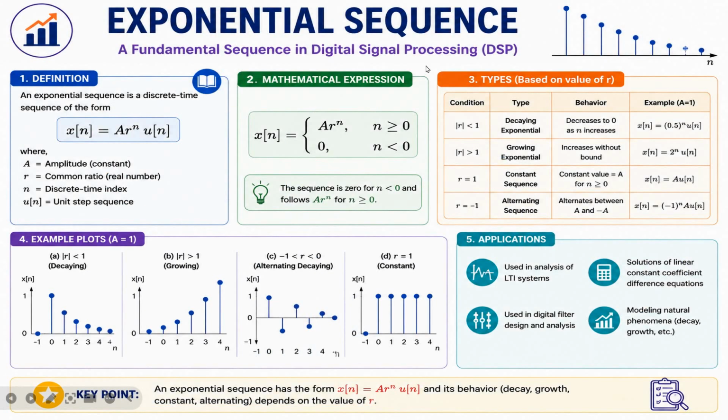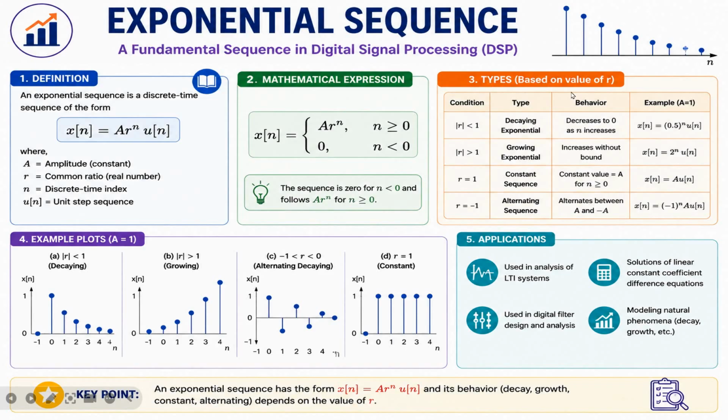So here, the exponential sequence is a fundamental sequence in digital signal processing. The definition of the exponential sequence is a discrete time sequence of the form x of n equal to a into r raised to n into u of n, where a is the amplitude, which will be a constant, r is the common ratio, which will be a real number, n is the discrete time index, and u of n is the unit step sequence. Now the mathematical expression for this is x of n equal to a into r raised to n for n greater than or equal to 0, and it will be 0 for n less than 0.